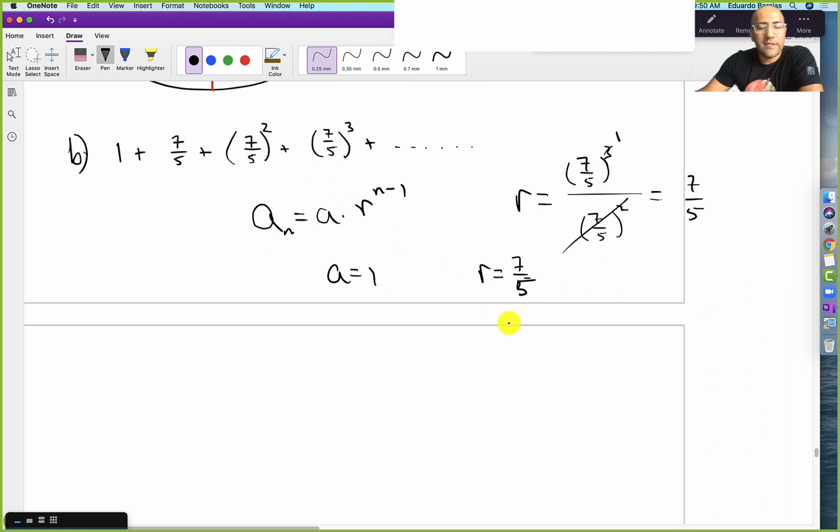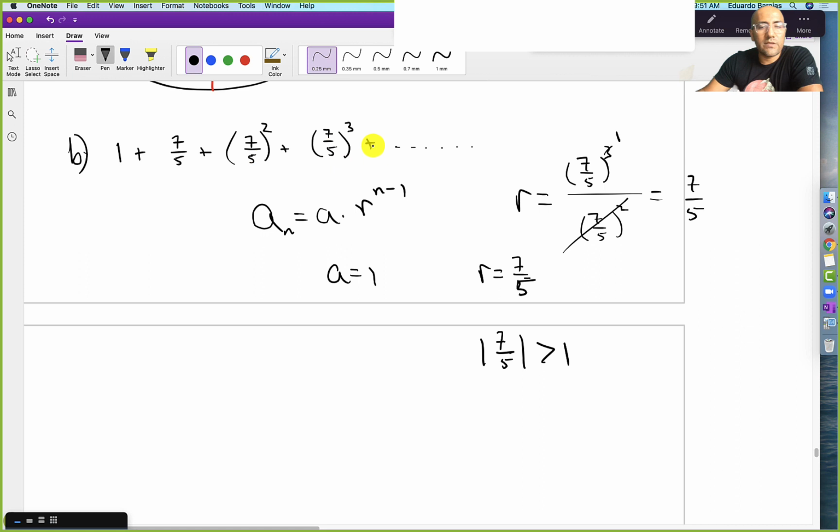So this is a case where the absolute value of r is bigger than 1. This is a case where the individual terms are growing. They're getting bigger and bigger. 7/5 squared is bigger than 7/5. 7/5 to the power of 3 is bigger than 7/5 to the power of 2, because this underlying value is bigger than 1.